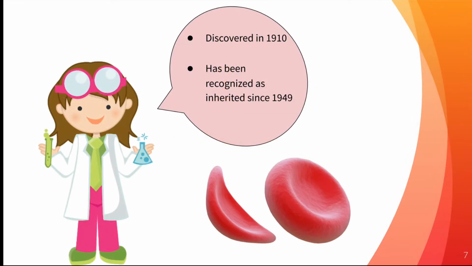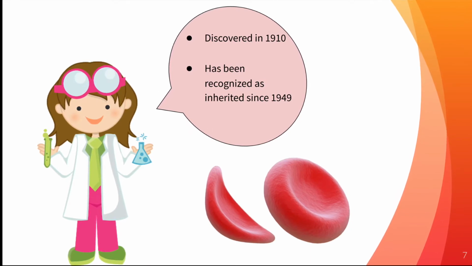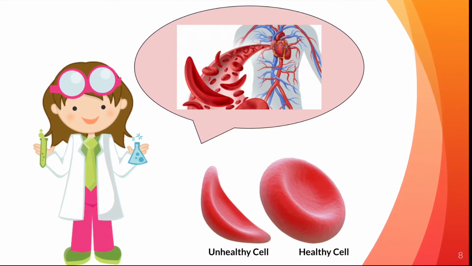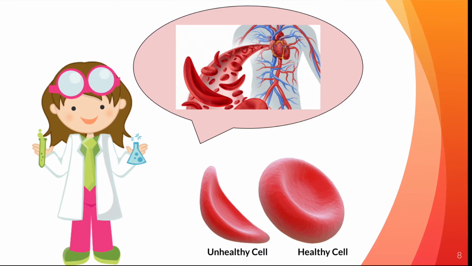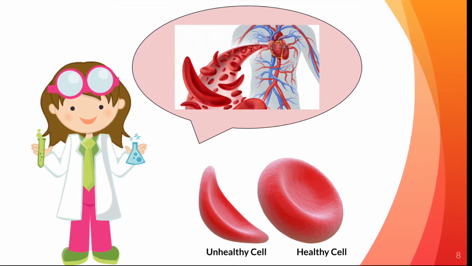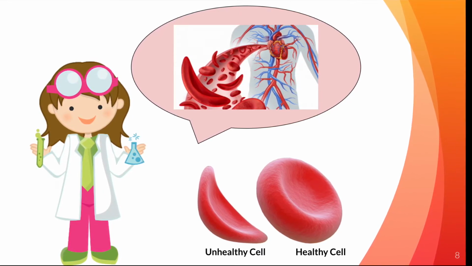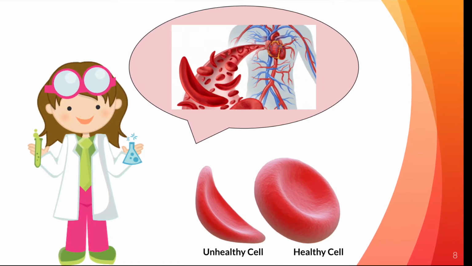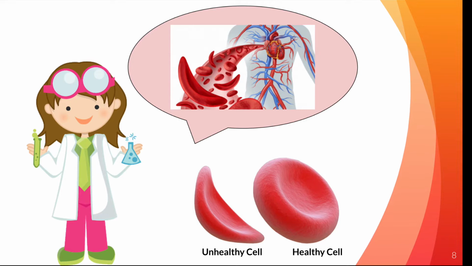Sickle cell anemia was discovered in 1910 and has been recognized as inherited since 1949. Sickle cell anemia is a red blood cell disorder in which there aren't enough healthy red blood cells to carry oxygen throughout your body. This disorder causes red blood cells to take the form of a sickle or crescent moon shape instead of their regular biconcave shape.